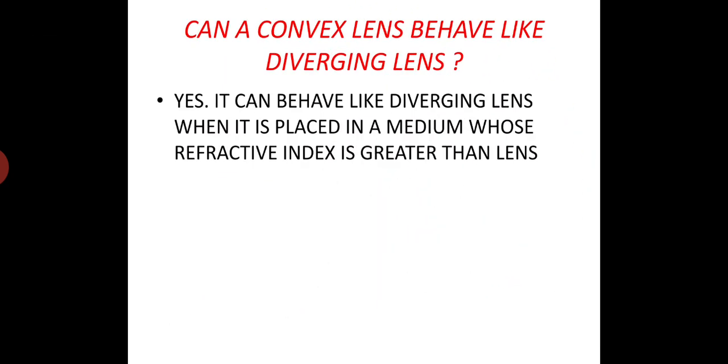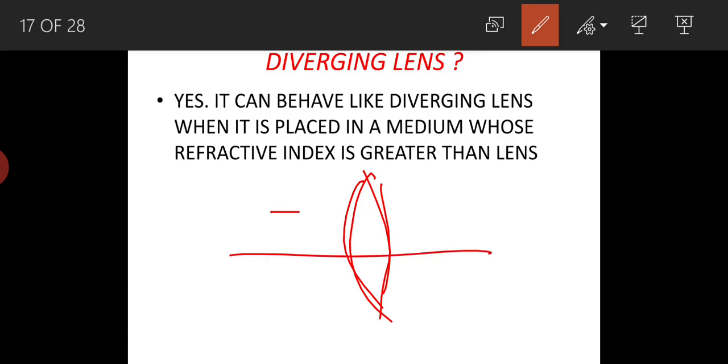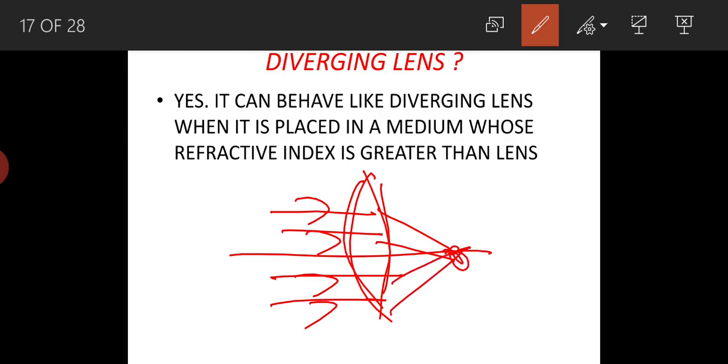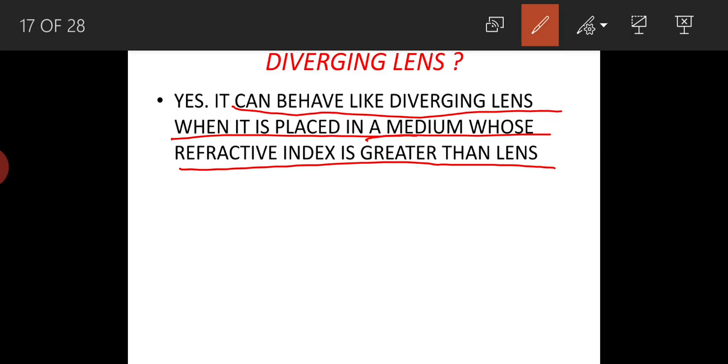Next one is, can a convex lens behave like a diverging lens? We know that a convex lens is a converging lens. It will converge all the light rays passing through it. In this way it will converge all the light rays. Now the question is asking, can a convex lens behave like a diverging lens? So the answer is yes, it can behave like a diverging lens when it is placed in a medium whose refractive index is greater than that of the lens.